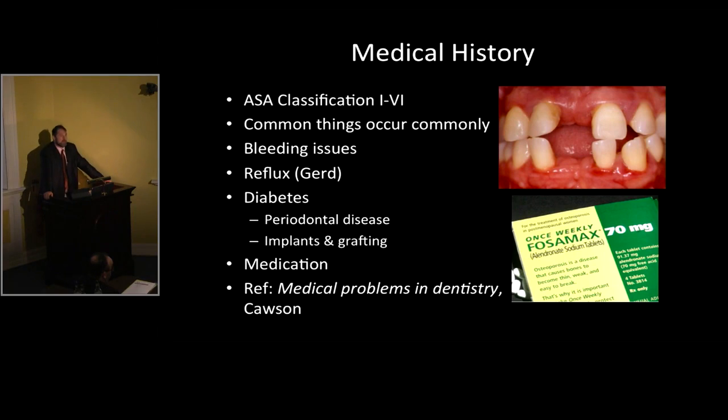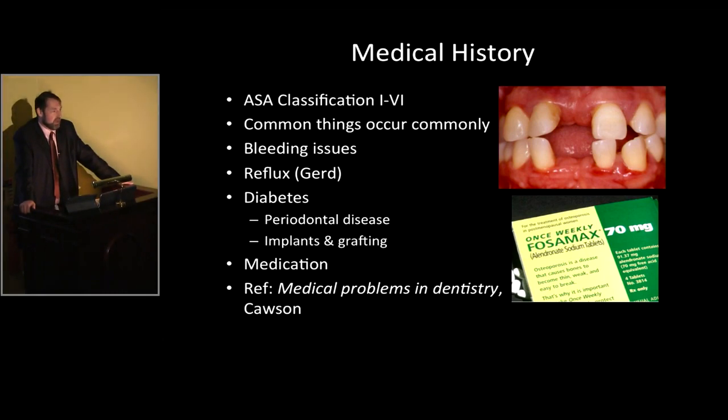Medical history is very important. A useful classification is the American Society of Anesthesiologists classification 1 to 6. You should be familiar with this classification. Remember, common things occur commonly. But from a restorative periodontal surgical perspective, important conditions to be aware of, or to know a little bit more about, are things to do with bleeding issues. In restorative dentistry, reflux and acid attack of teeth is important, so know about patient reflux conditions. Diabetes is an ever-increasing condition, and this can have important implications for periodontal disease and for implants and bone grafting.